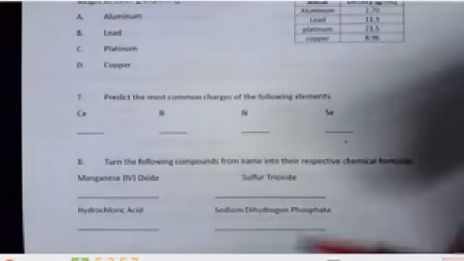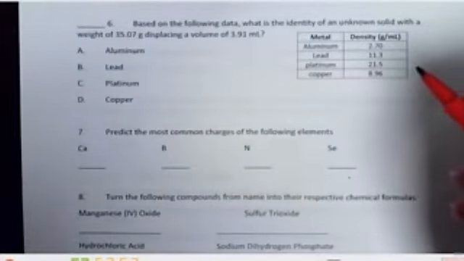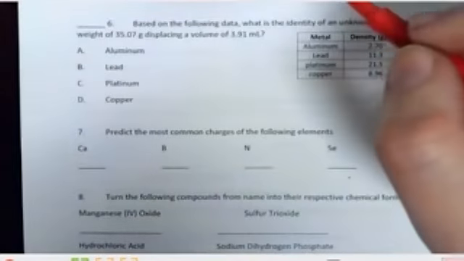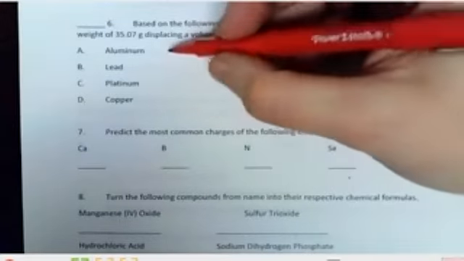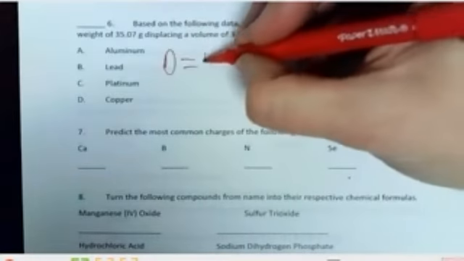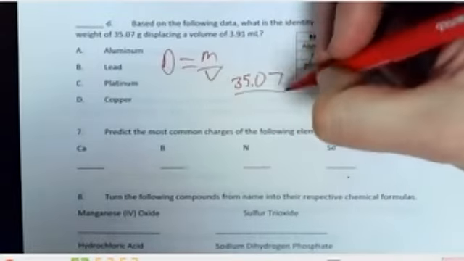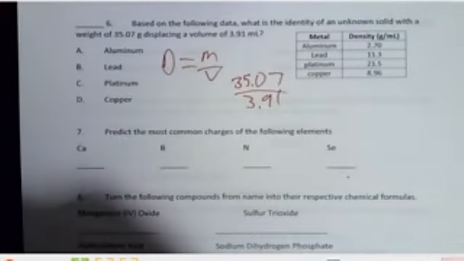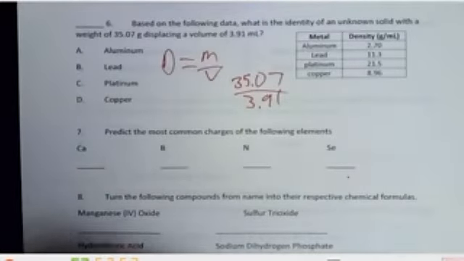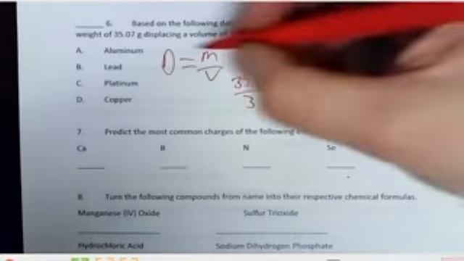Okay, moving right along. 6, based on the weight and the displaced volume, what is the density of the unknown solid, and what is it made up of? Density is mass over volume. So this one's pretty straightforward. 3507 divided by 3.91 gives us 8.96, which is copper.